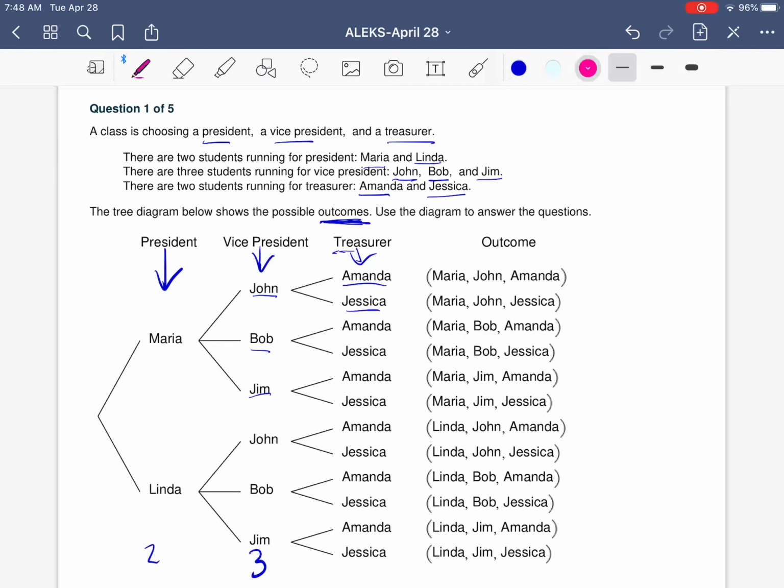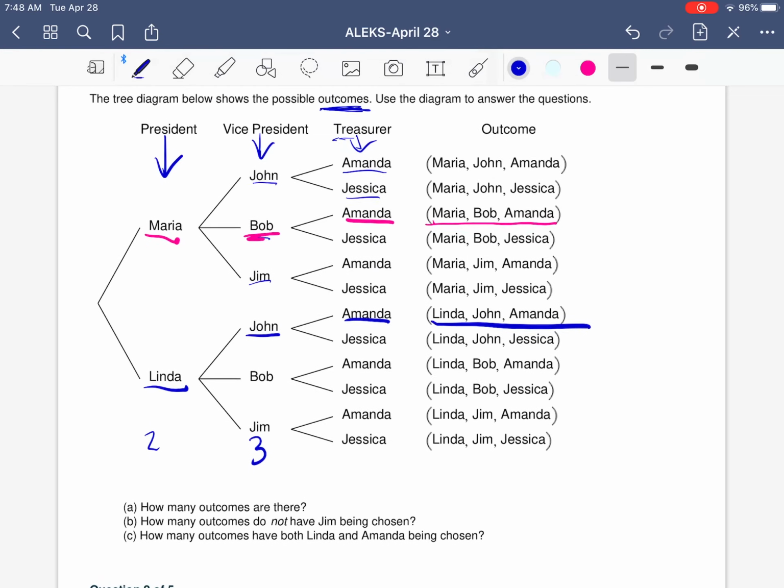So that's just like saying, for example, we could say, well, if Maria won for president and then Bob ran for the vice president and then Amanda won for the treasurer, then this would be the outcome. Or say if Linda won and John won and Amanda won, then this would be the outcome. So it's just all the different possibilities of outcomes that could come out of this election.